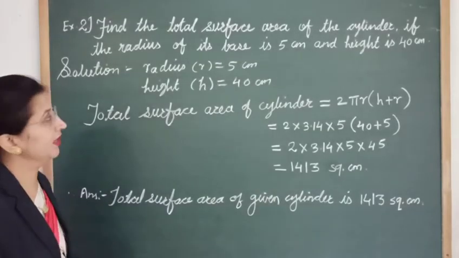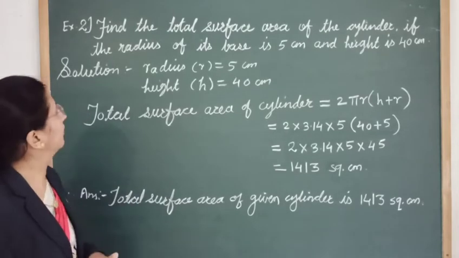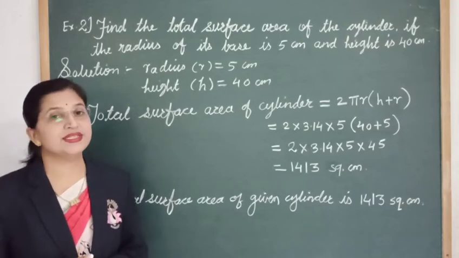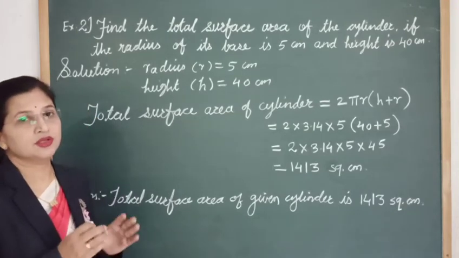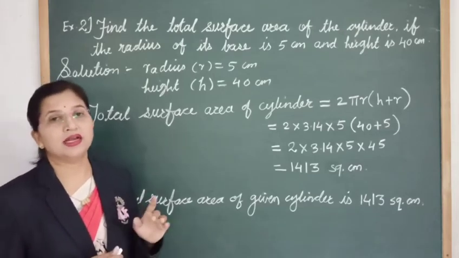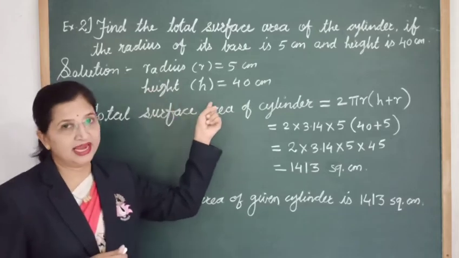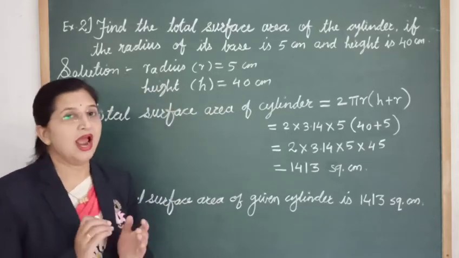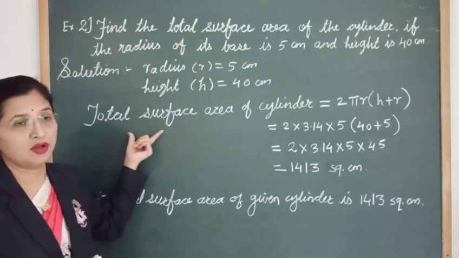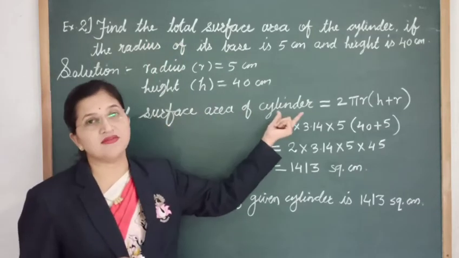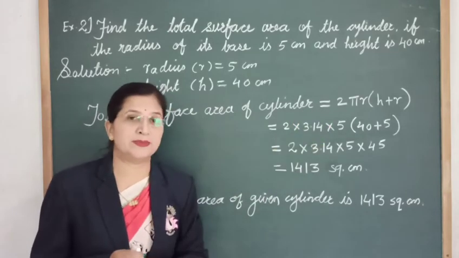Let's see one more example. Find the total surface area of the cylinder if the radius of its base is 5 cm and height is 40 cm. In this question we are given the radius, that is 5 cm, and the height h, that is 40 cm. We are asked to find the total surface area. The formula is: total surface area of cylinder is equal to 2 pi r into bracket h plus r.